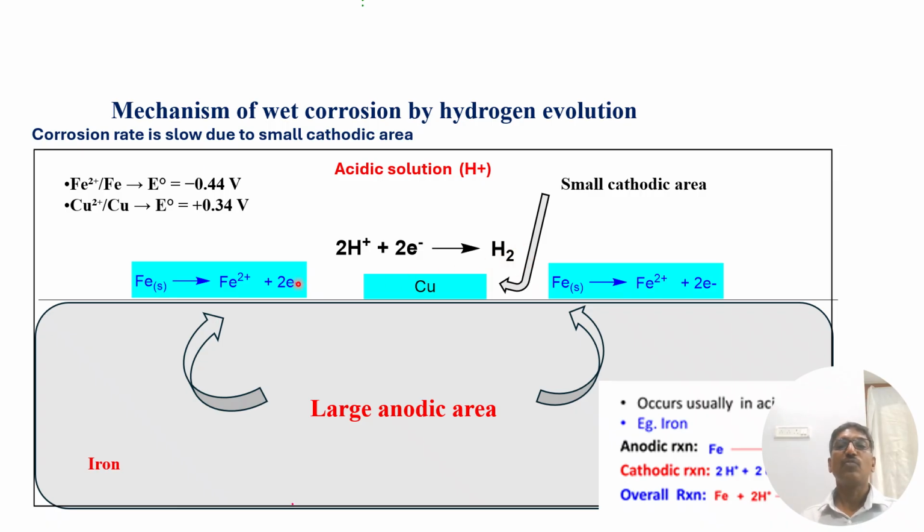Therefore, it is very clear that iron, having the negative potential of negative 0.44 volt, is the clear anodic region, whereas copper, being positive 0.34, facilitates the reduction of protons. In the overall reaction, in the anodic region, iron becomes Fe2 plus, whereas in the cathodic region, the H plus species get reduced into hydrogen gas.